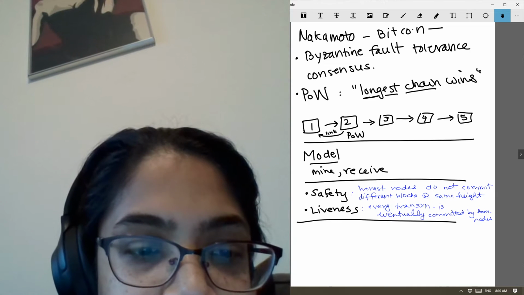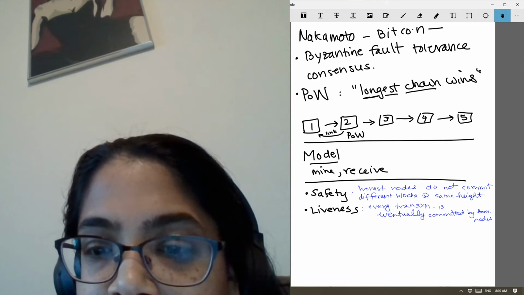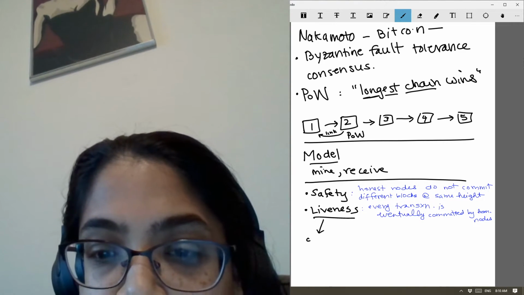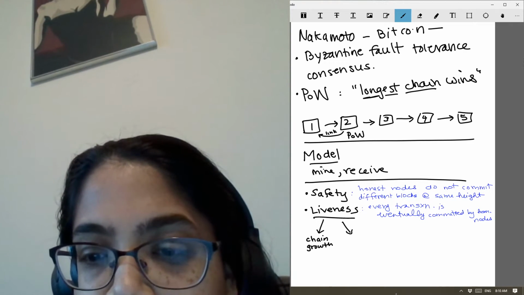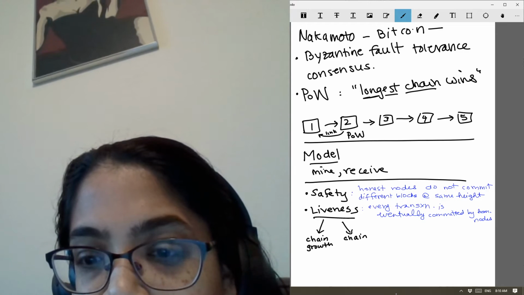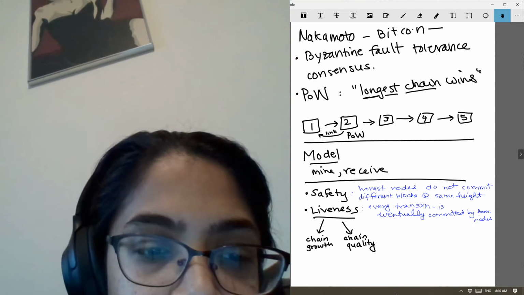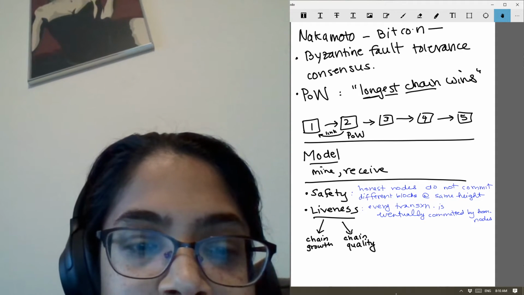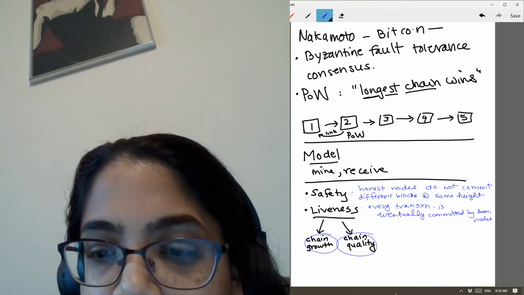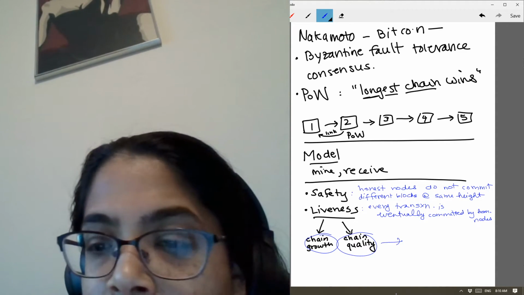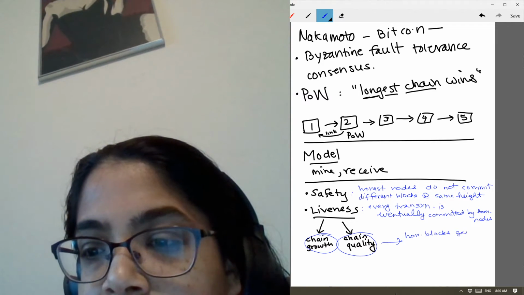So the liveness property sometimes gets split up into two different things, one of which is called chain growth, and the other one is called chain quality. And basically that means when you combine these two together, you say that honest blocks get added to the longest chain.